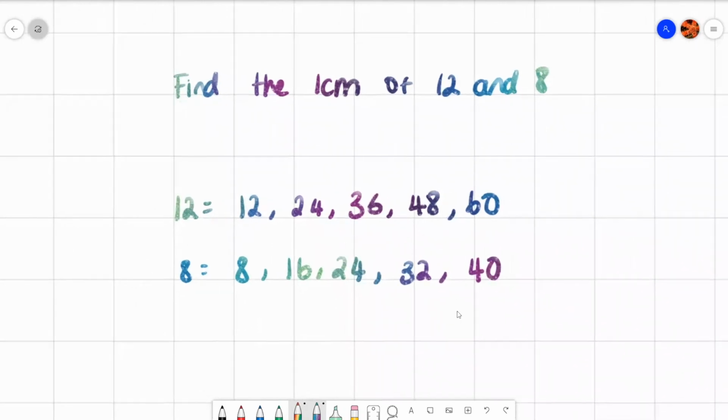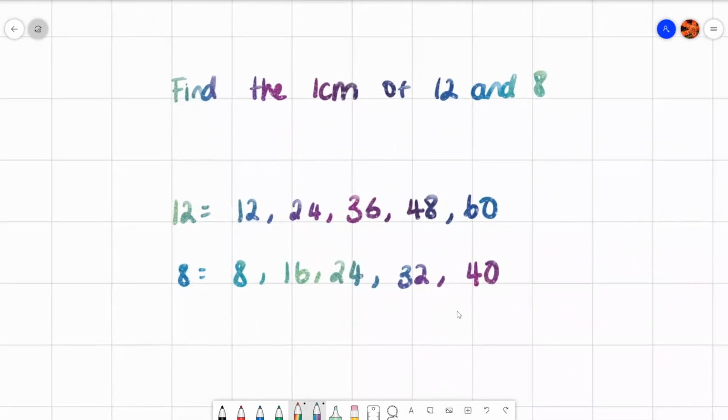Let's have a look at the list of numbers. Obviously, sometimes you may have to carry on, sometimes you don't. What's the lowest number that's in the 12 times table and the 8 times table? I can see that it's 24. So 24 is the lowest common multiple of 12 and 8.